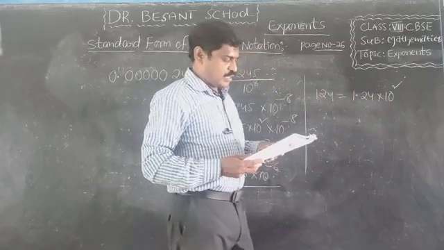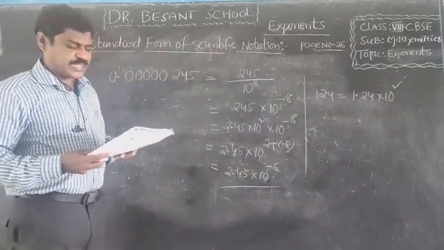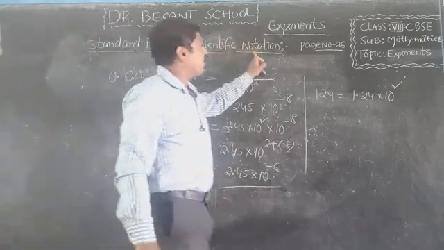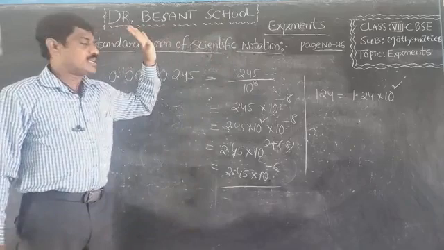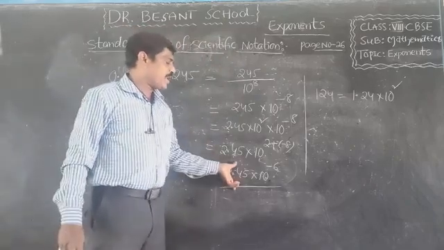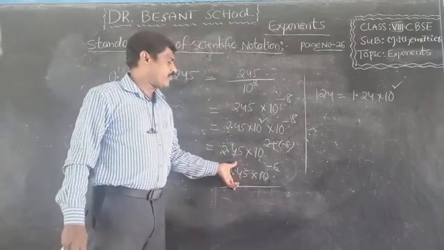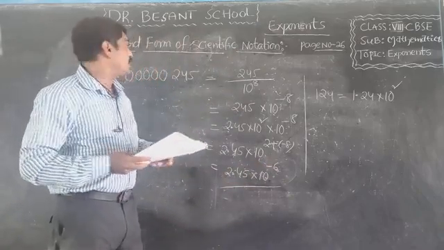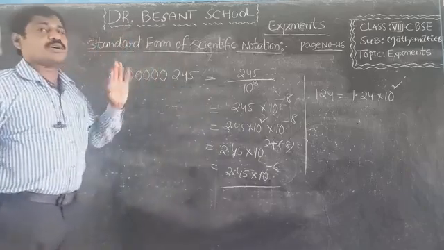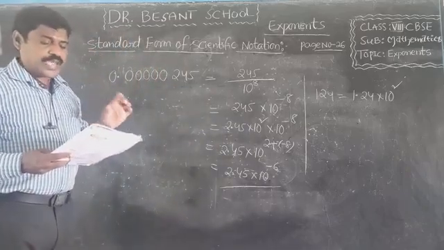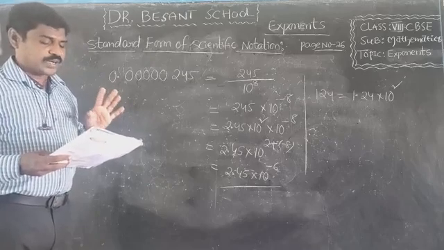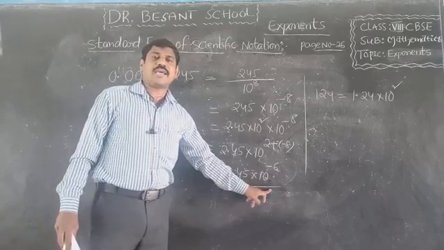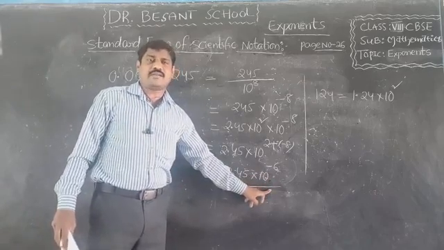An exponent of 10. So this notation of expressing numbers is known as standard form of scientific notation. This is one decimal number and an exponent of 10. If we write like this, then this is called standard form of scientific notation. Once again, all the above numbers are written as a product of a decimal number and an exponent of 10.